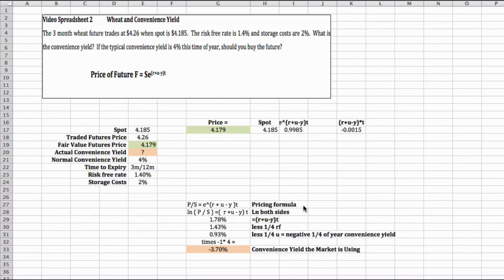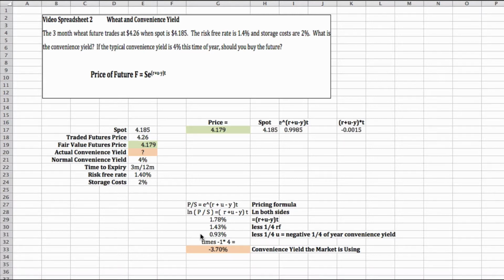We just isolate things until we just have Y left. So how do you do that? Well, take the formula, take spot price over to the left-hand side, take the natural log of both sides, and then it becomes really, really easy. So you end up with a 1.78% as basically the sum of whatever the market was doing when it traded the future at 426. We could subtract off a 1/4 year's interest, a 1/4 year's storage, leaving us with a 1/4 year of convenience yield.